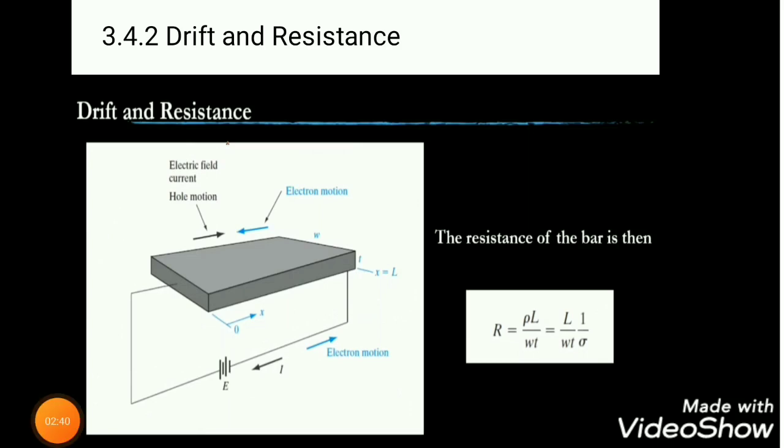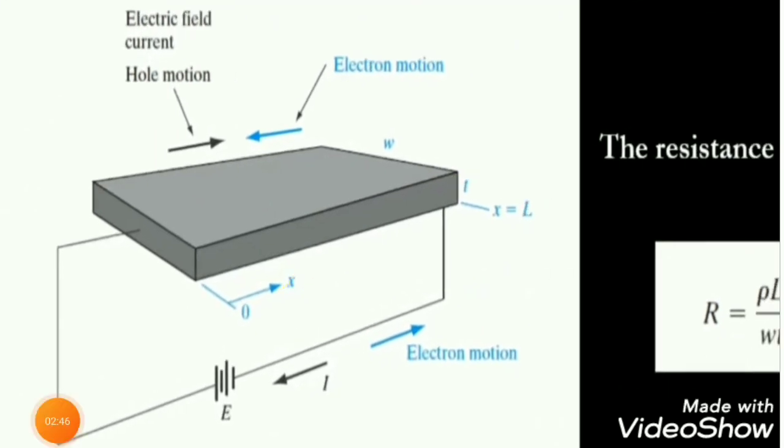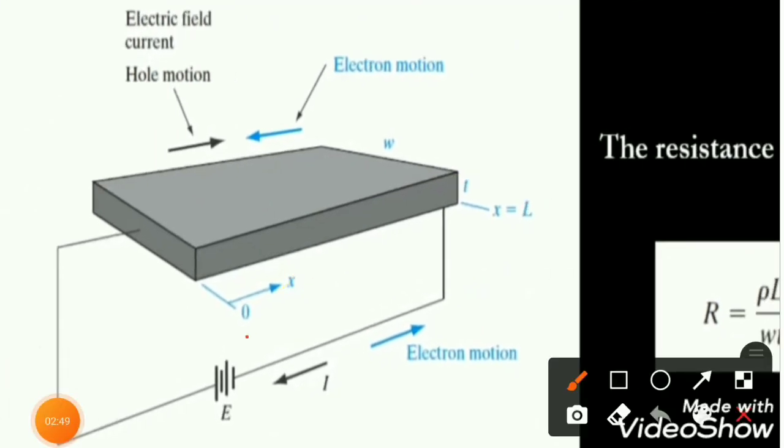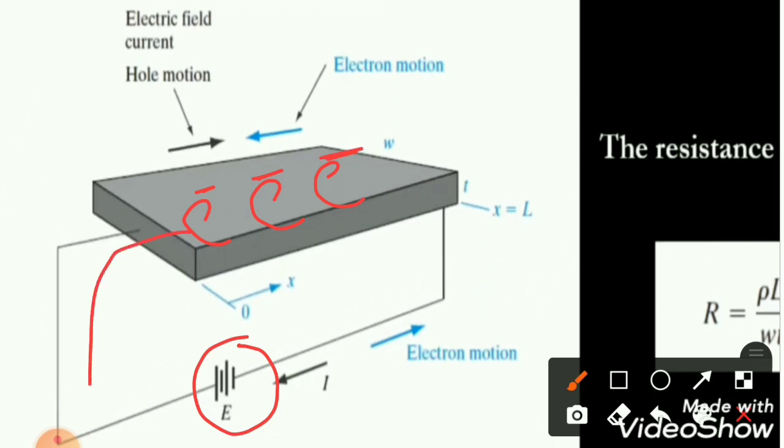Now we consider the exact operation, what happens when we supply the electric field. When we supply the external supply to the semiconductor material, the electrons present in the semiconductor material have a negative polarity. Because of this negative polarity, they will get attracted towards the positive terminal of the battery, and they will complete the path in this way. So this is the electron motion. In this way the electrons are moving. Because of the polarity, they get attracted to the positive polarity.